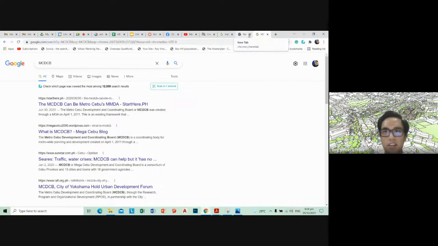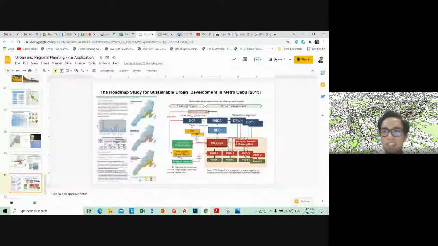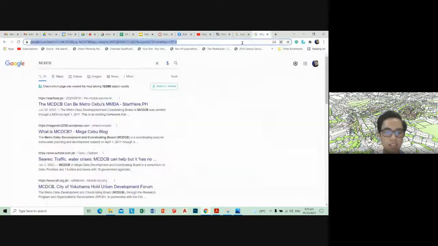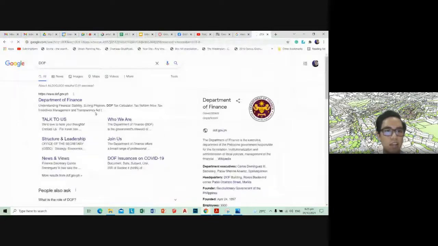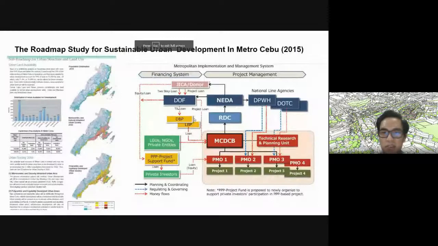Coordinating board. So the other C is coordinating. So I think we can just simplify our acronyms not to have them so long. Metro Cebu Development Board. I don't know why they needed to add the extra C, but that's just me complaining. Anyway, we get loans from the Department of Finance.